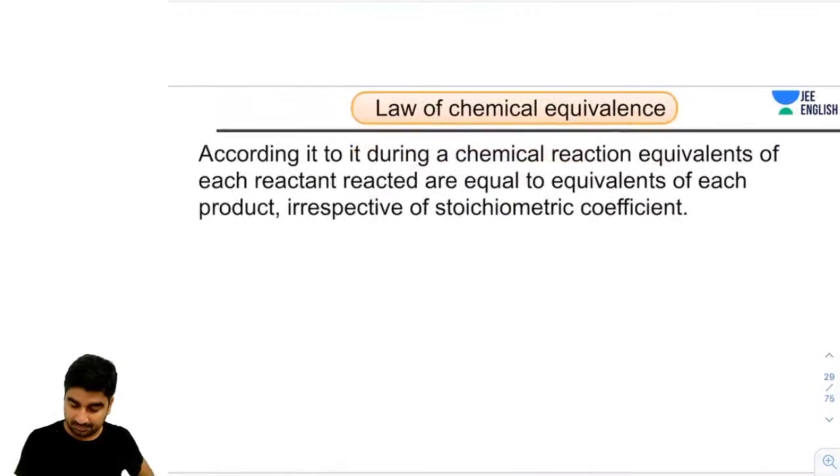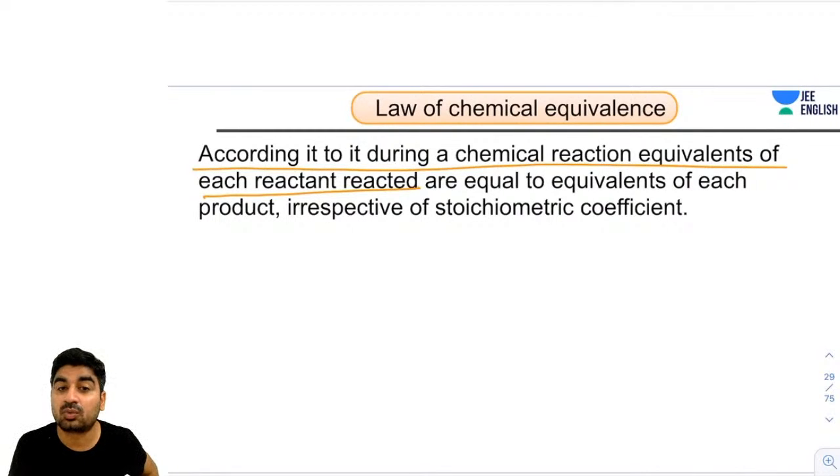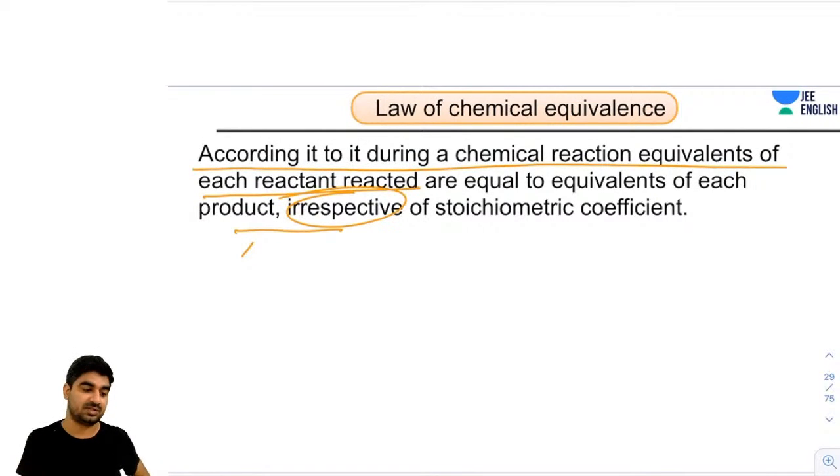So guys, according to it, during a chemical reaction, equivalent of each reactant reacted are equal to equivalent of each product produced, irrespective of the coefficient. So it has nothing to do with the coefficient. Even if you don't know anything about the coefficient, you can solve it. Right guys? You can solve it.